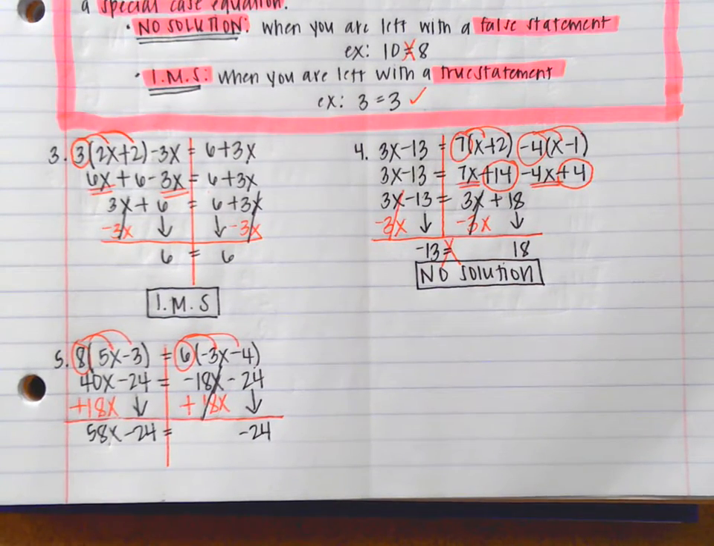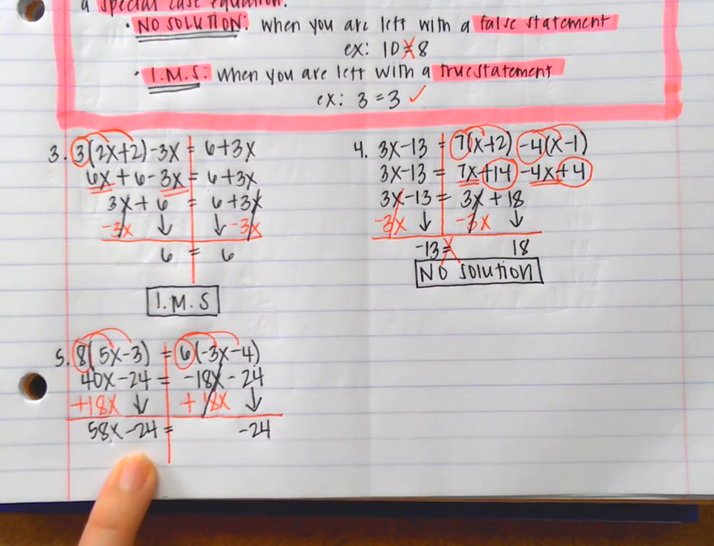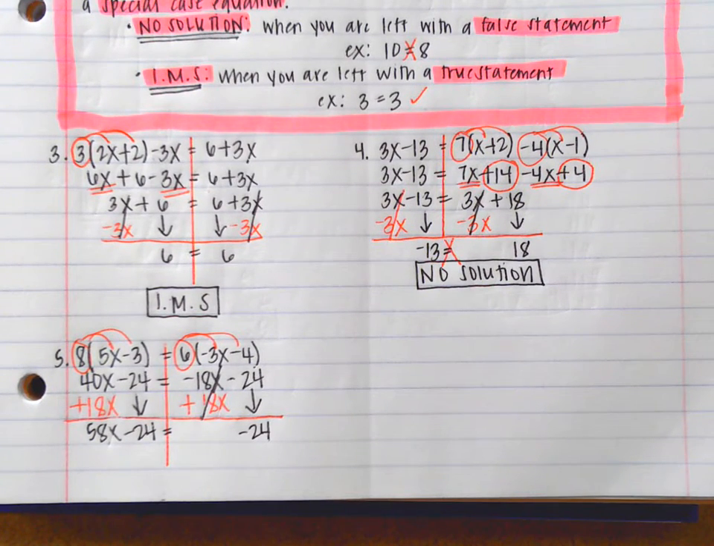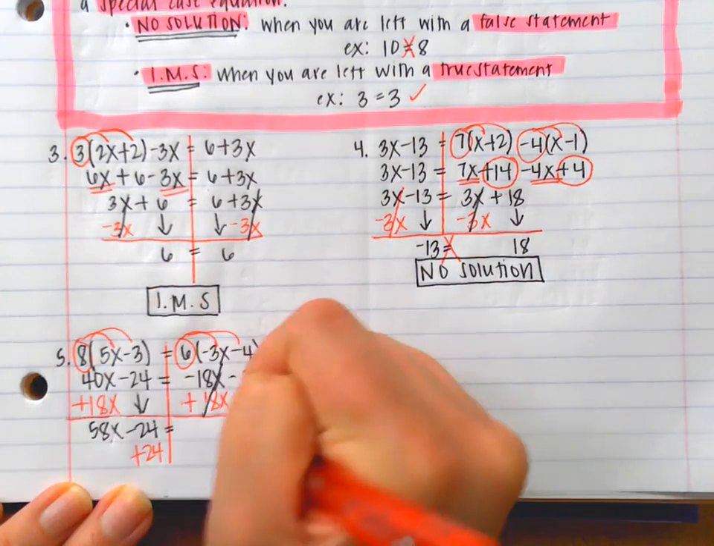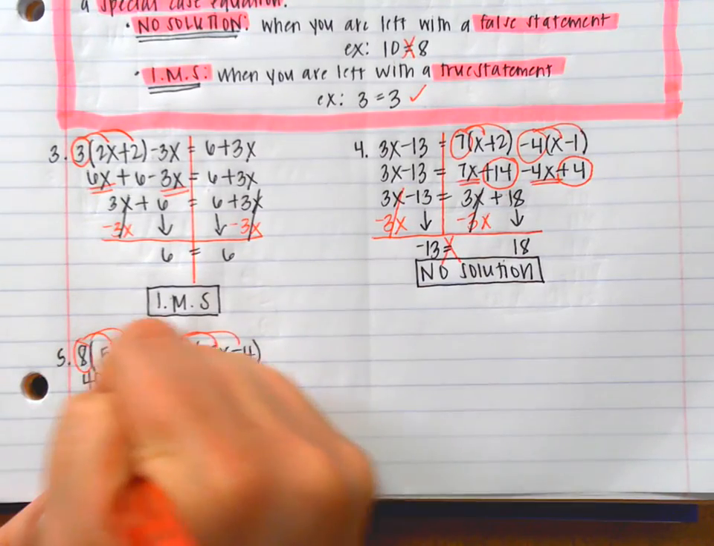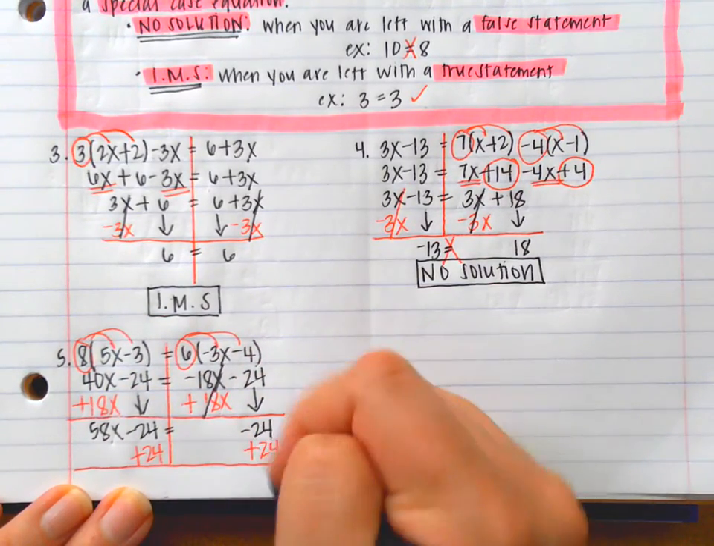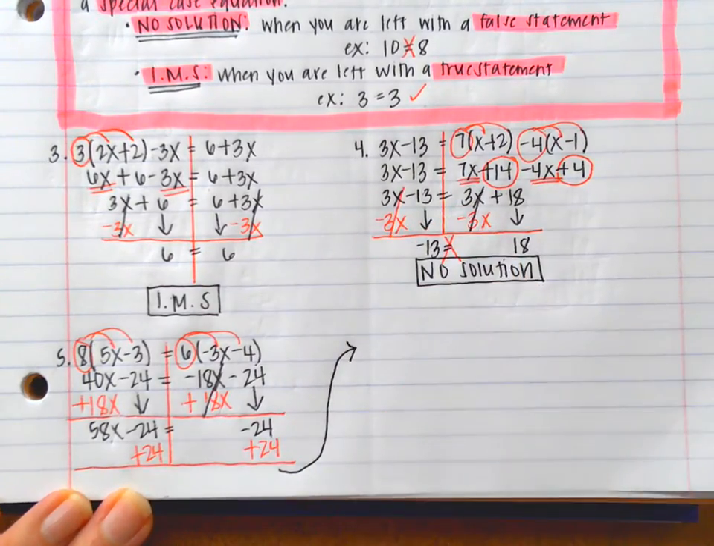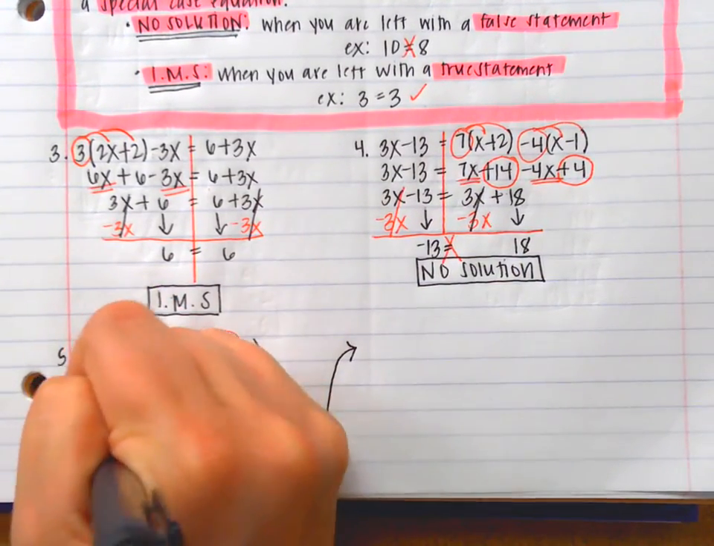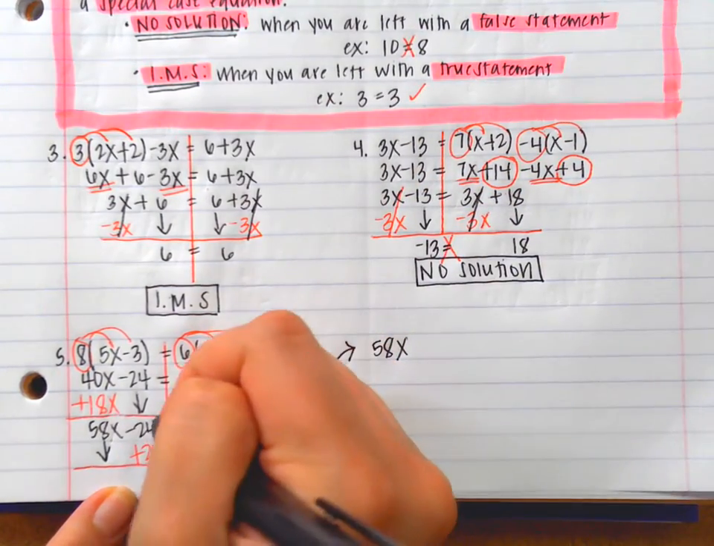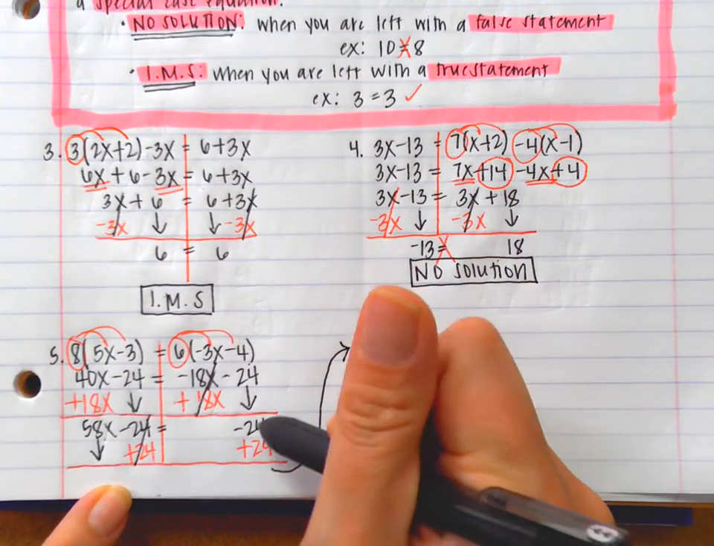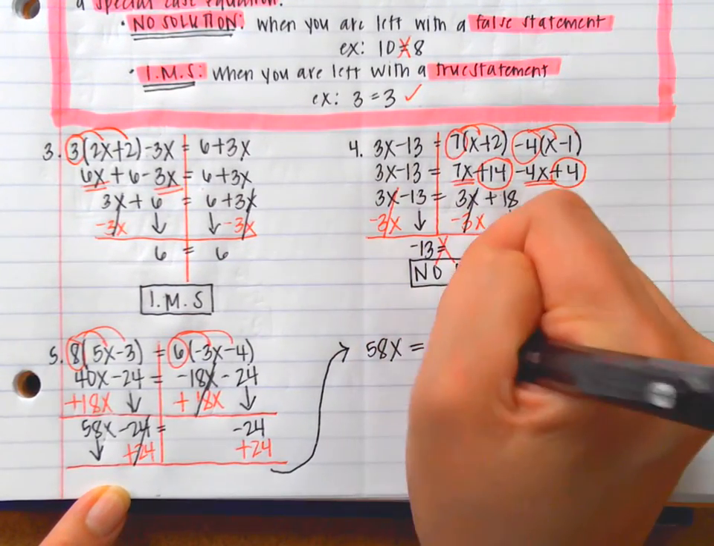So once we've moved the variables to one side of the equation and we still have variables, we need to now move the constants to the other side. So my constants are the numbers without the variable. So I'm going to move this negative 24 to the other side by adding. So I'm going to add 24 to both sides. So that 58x is going to come down. Negative 24 plus 24 is 0 equals, wait, negative 24 plus 24 is also 0.